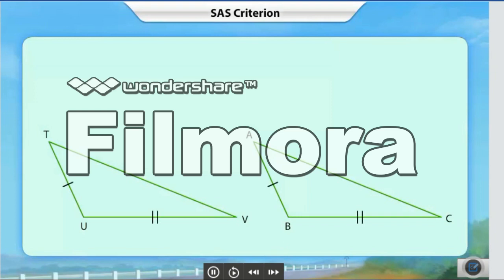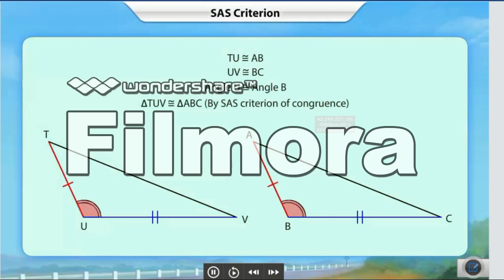If two sides and the included angle of one triangle are congruent to the corresponding two sides and the included angle of another triangle, the triangles are congruent. This is called the side-angle-side criterion or the SAS criterion of congruence.